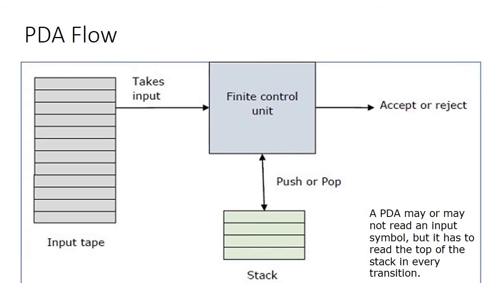So here's the flow of pushdown automata. We have the input tape, we take the values from the input tape, and process them in the finite control unit, that is the finite state machine structure, which accepts or rejects the word. At the same time, we are dealing with the stack by pushing the variables and popping out those variables as per the reduction or the shifting of context free grammar production.